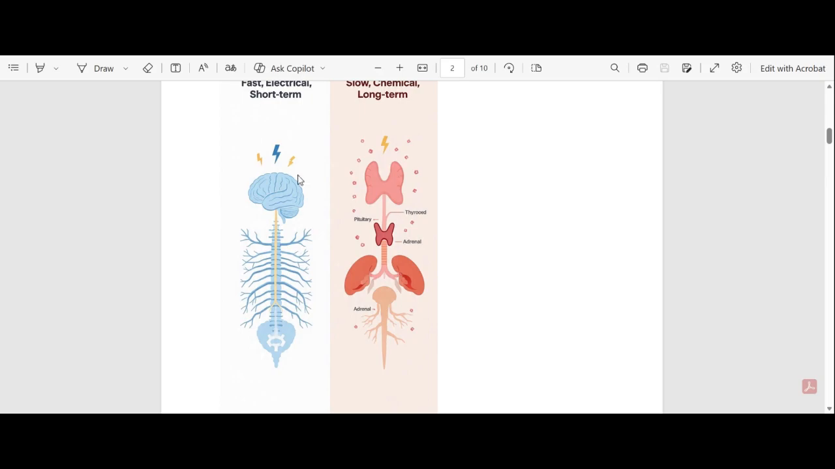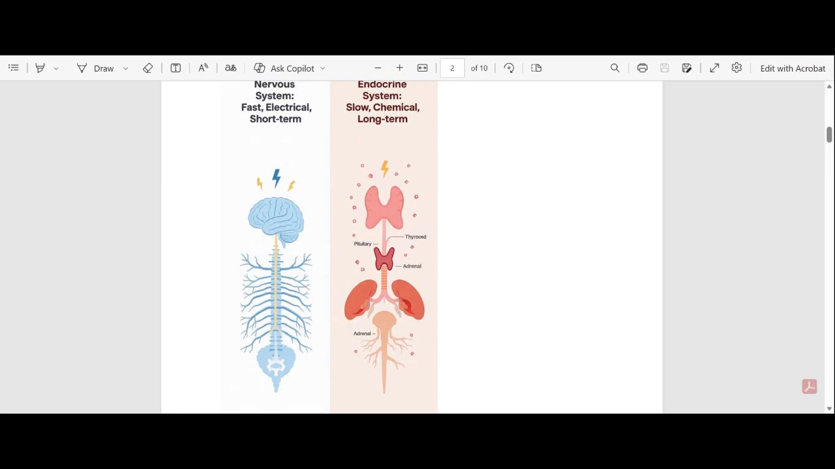So the nervous system is composed of the central nervous system, which includes the brain, this is the brain, and the spinal cord. And the nerves that are outside the central nervous system form part of the peripheral nervous system. That's what forms the nervous system.